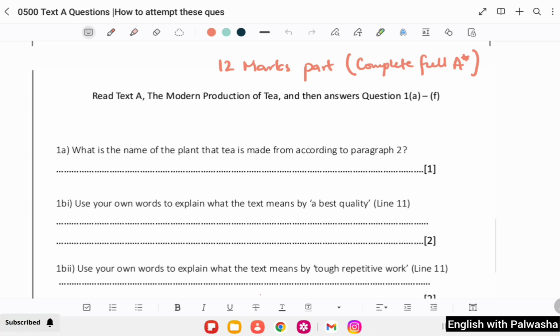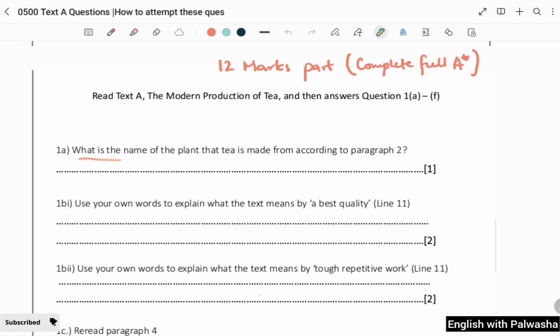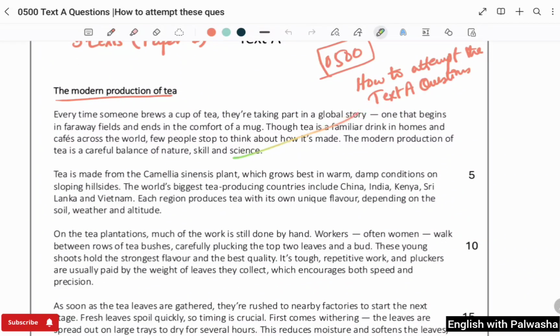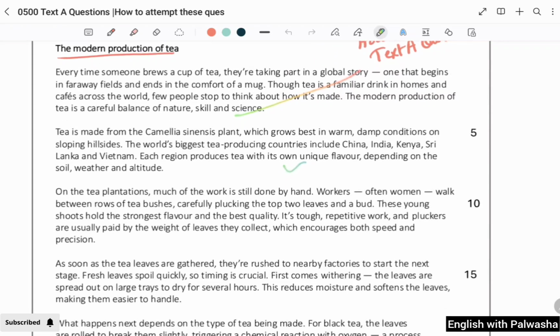All right. So the first one is, what is the name of the plant that tea is made from according to paragraph number 2? Move on to paragraph number 2. Where is that? This is one paragraph, cross it, paragraph number 2. So the name of the plant, just the name of the plant they have asked that tea is made from. Kindly write down your answer.